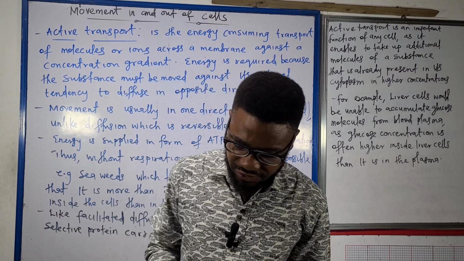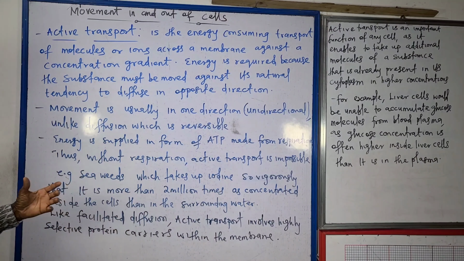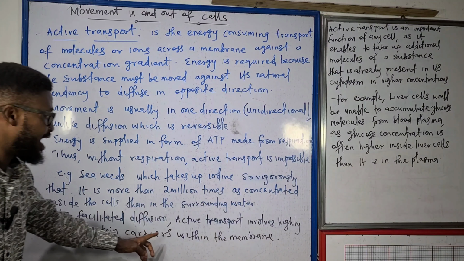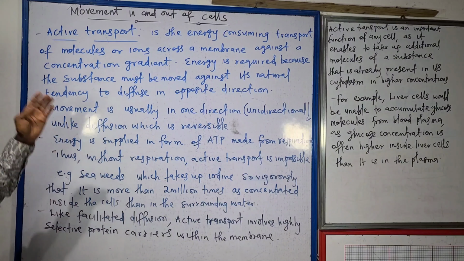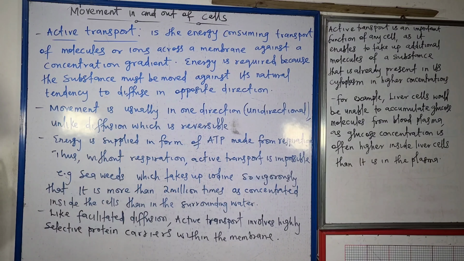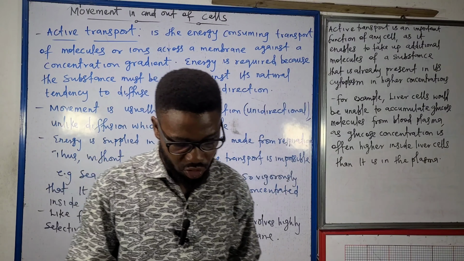So active transport is the energy consuming transport of molecules against a concentration gradient. It requires a protein carrier. And it is unidirectional, taking place in one direction only. So that is just what active transport is all about.